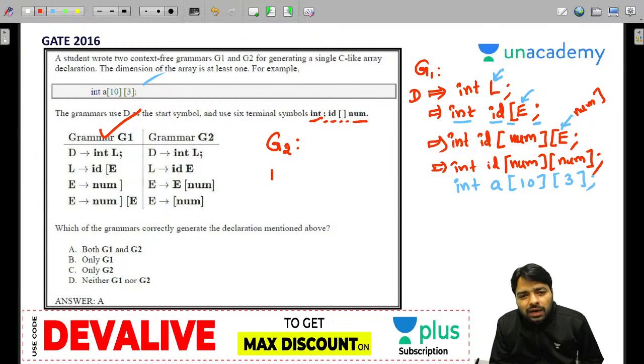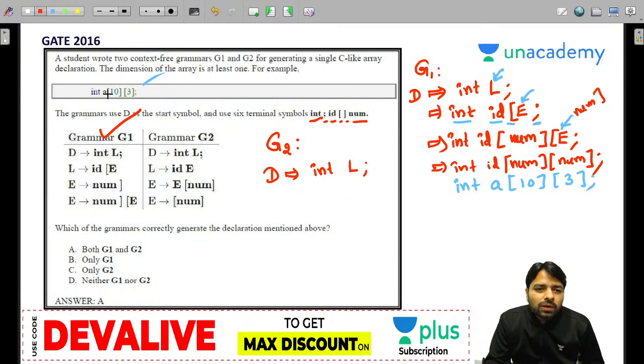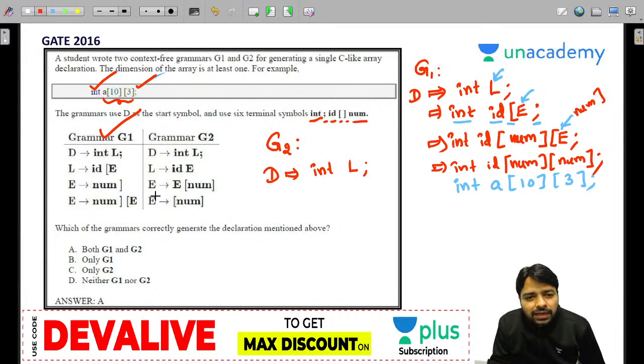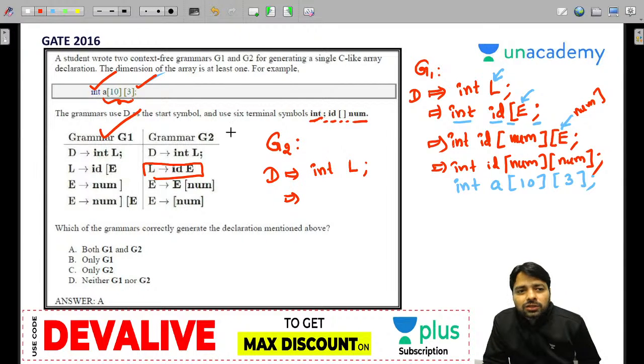And G2, I'm going to start with D, int L semicolon. अब देखो int भी है and semicolon भी है, focus on remaining portion. L, can I do L with that? Yes, you have to try. L तो एक ही ऑप्शन है, तो सब्स्टिट्यूट करना ही पड़ेगा, कुछ और नहीं है आपको. सब्स्टिट्यूट करो, that is id E semicolon.